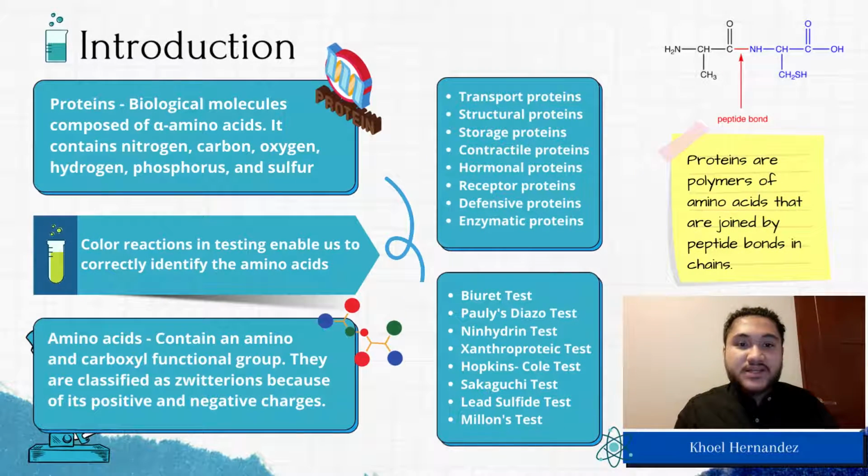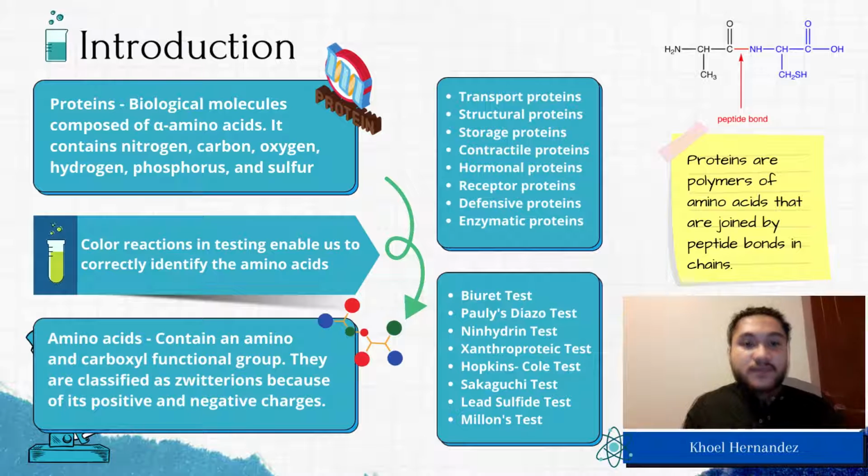Proteins or polypeptides are essential biological molecules that are composed of alpha amino acids and serve many functions. Some examples are the transport proteins, structural proteins, storage proteins, and many others. Proteins are complex organic compounds that contain nitrogen, carbon, oxygen, hydrogen, phosphorus, and sulfur. They are the polymers of amino acids that are joined by peptide bonds and chains.